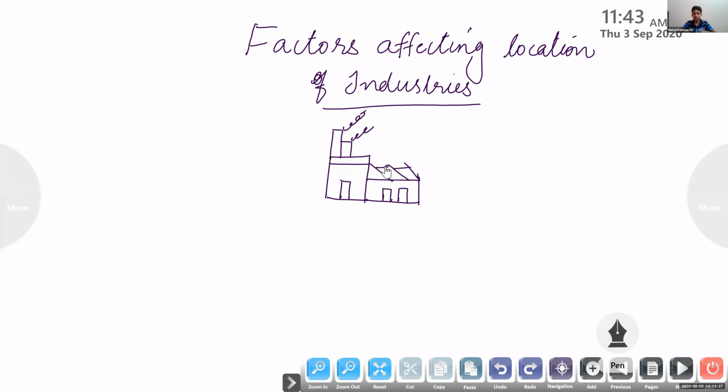The planning of your industry. You're going to start an industry. Then, what all things do you require for setting up an industry? Land, water, location. We need land. First, we need suitable land for the construction of an industry, right?